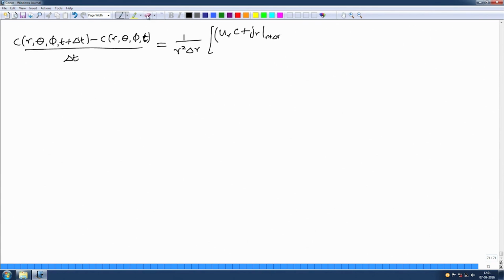at r, times r square minus whole square. I have cancelled out sin theta, delta theta and delta phi. These do not change as I am varying r.